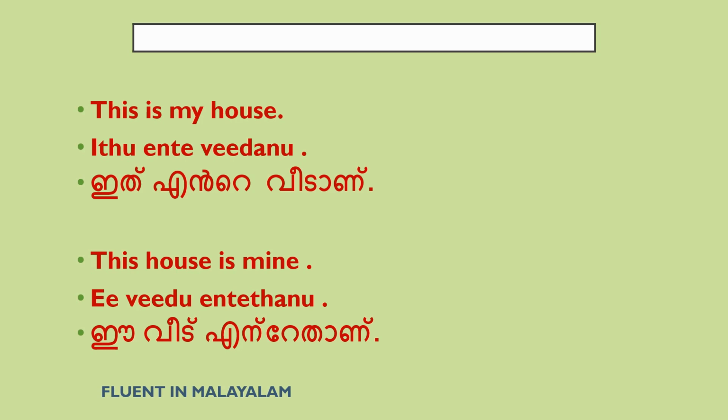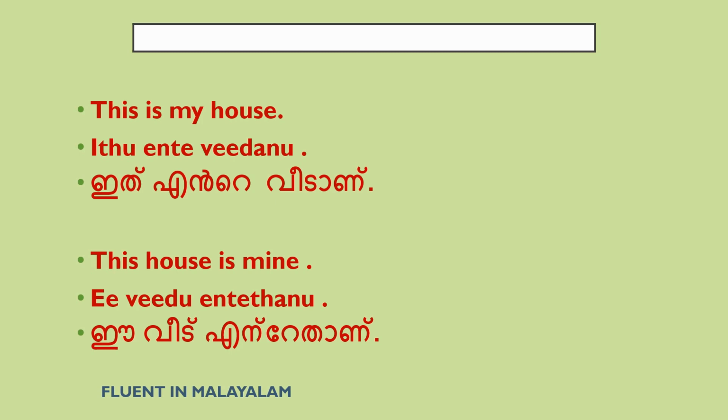The same thing in the second sentence, it is using mine. So this house is mine. This house is mine. ഈ വീട് എൻ്റേതാണ്. So here you see the first sentence it is my, and in the second one it is mine, but it is the same word ente which is used here.